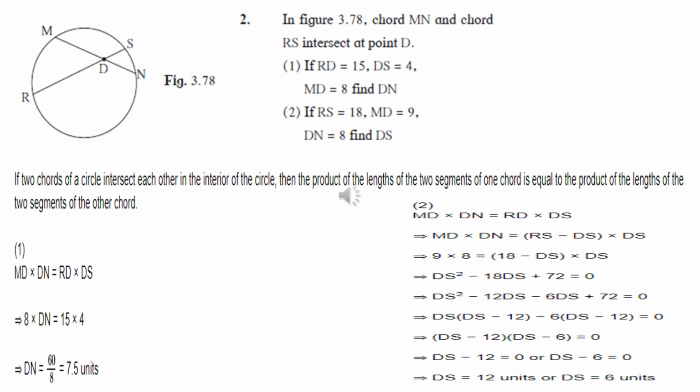Similarly, for the second part, you have MD into DN is equal to RD into DS. Likewise, you can find out the second value, that is DS.